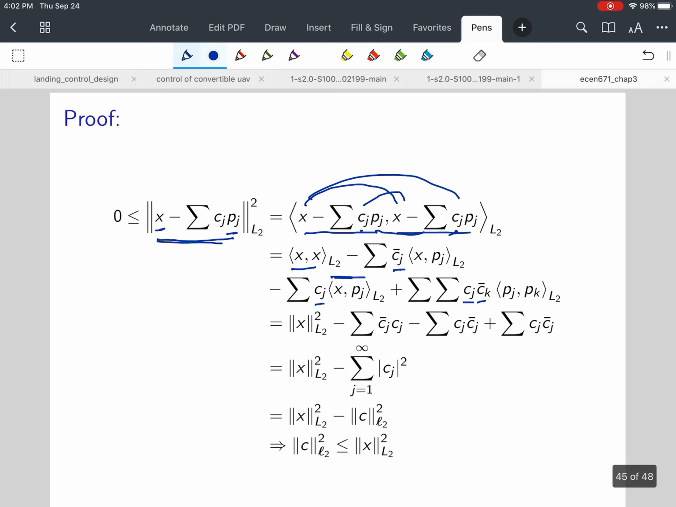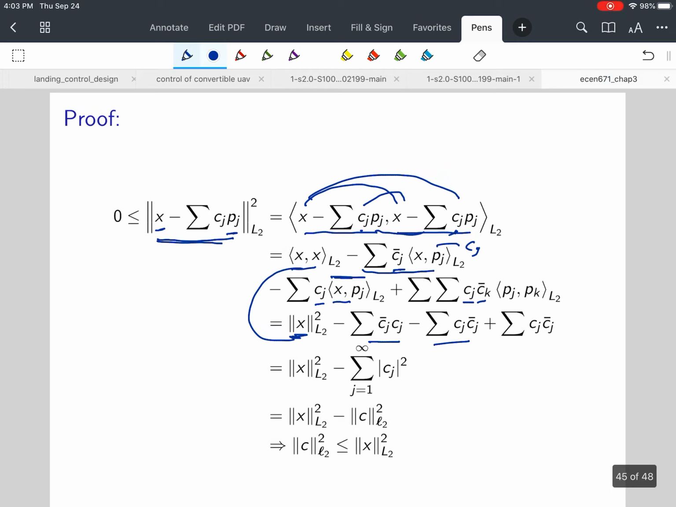So that's equal to, this guy is the norm of x squared, and then on this vector, we have x with pj. This guy is just cj. And here, x with pj is again cj bar. And so we have these two sums like that. And then pj with pk in the L2 inner product.